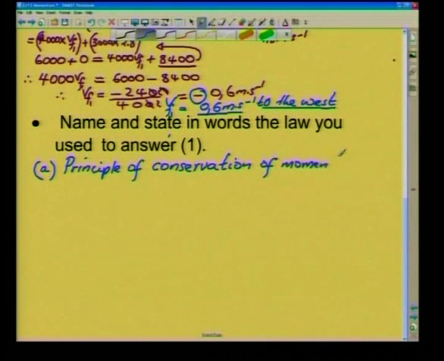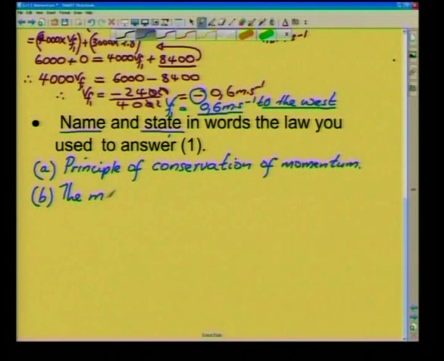Now, it is very important to understand the instruction of the question. The question says name and state. What we have done here in A is to name it: principle of conservation of momentum. The second part of the question is we need to state it in words. How do we state it?